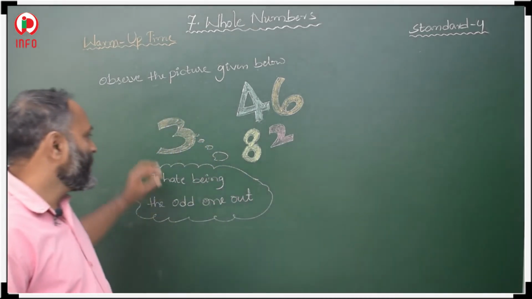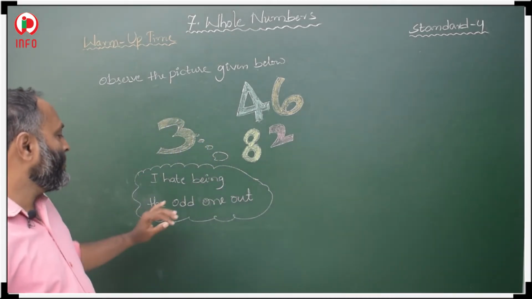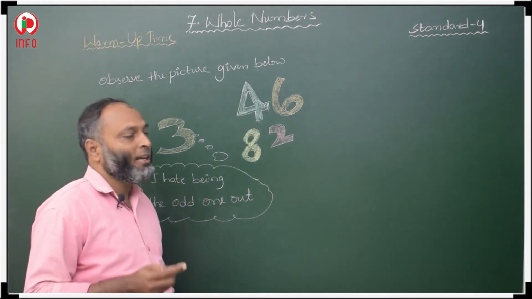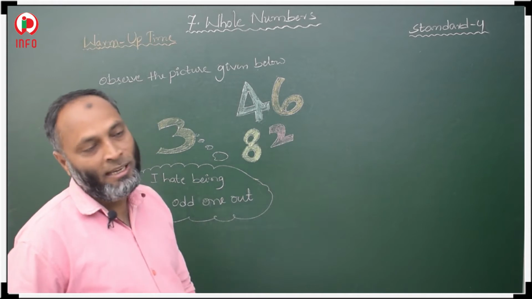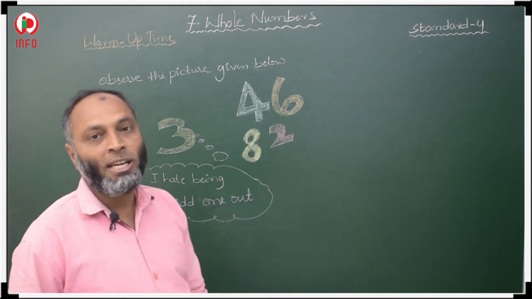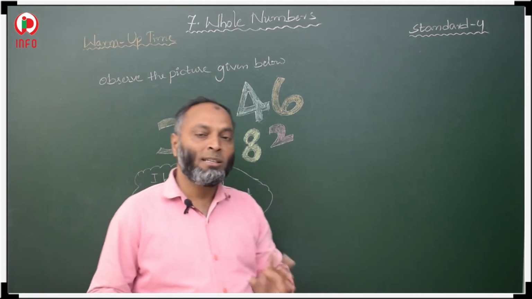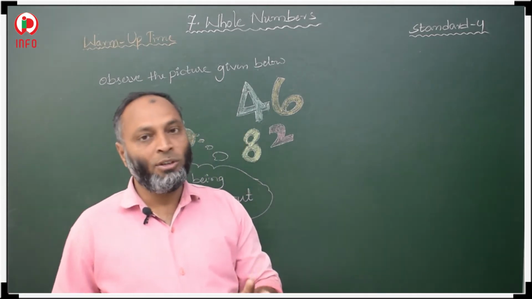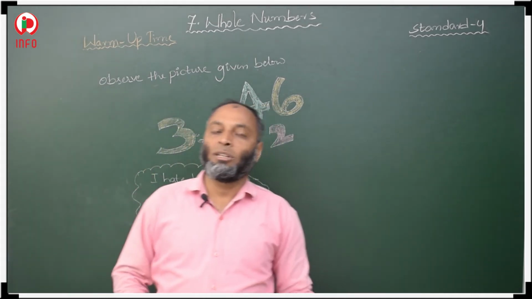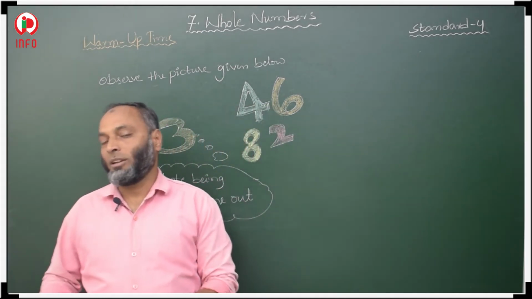So the 3 is saying, I hate being the odd one out. Actually this 3 is an odd number, so we keep it aside. This is to show you what even numbers are and what odd numbers are.